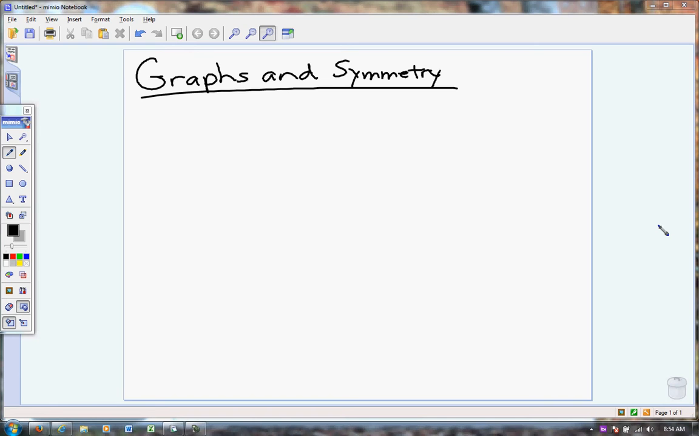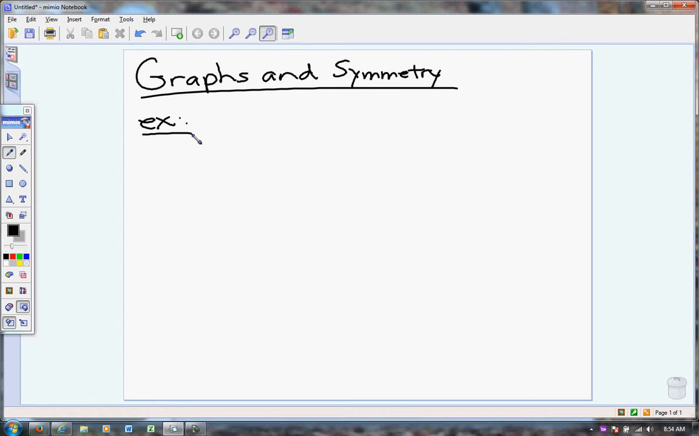We're going to work with graphs and symmetry, and some of this is pretty basic stuff, but I just want to start off with an example here. We're going to go through several different types of problems. Just start off with this.